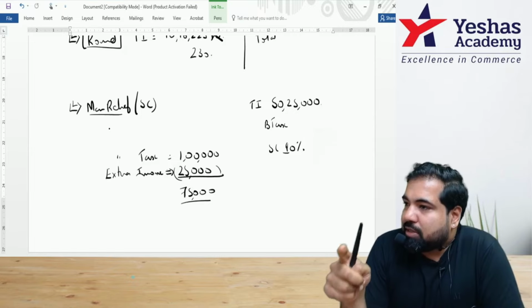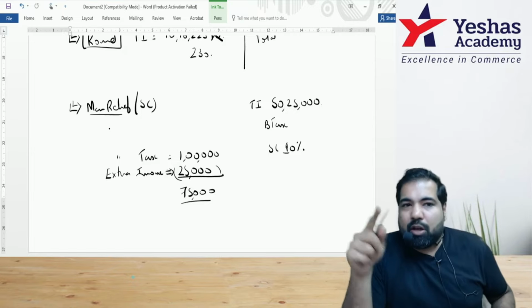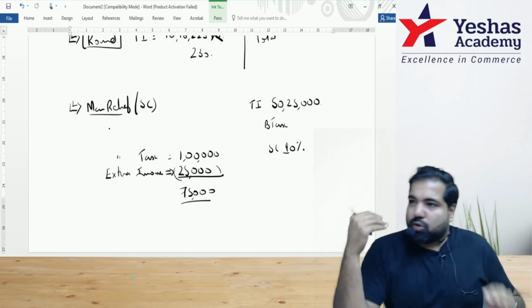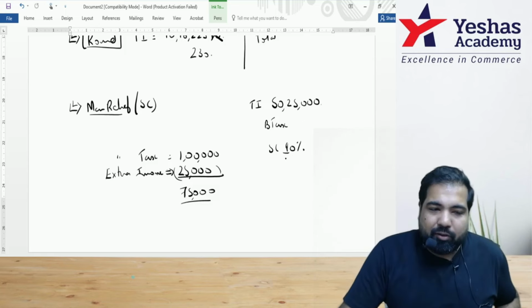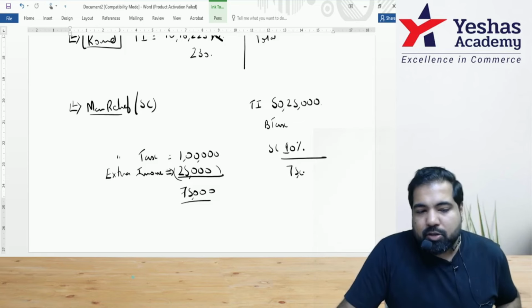Please tell me, guys, relief is a concept only after surcharge. So you'll calculate surcharge. Now whenever this person calculates the surcharge, he will get a relief of that amount, and on that final number they will calculate HEC.